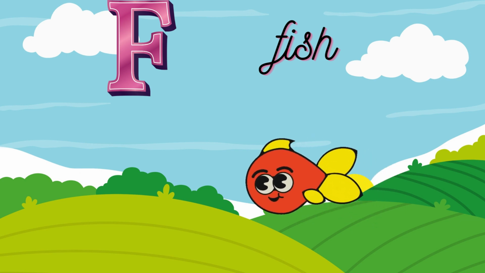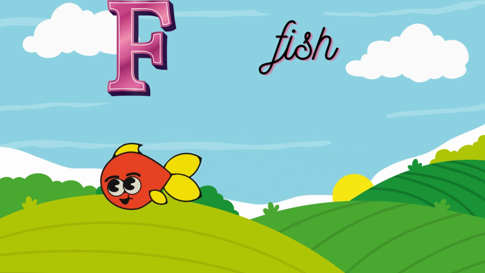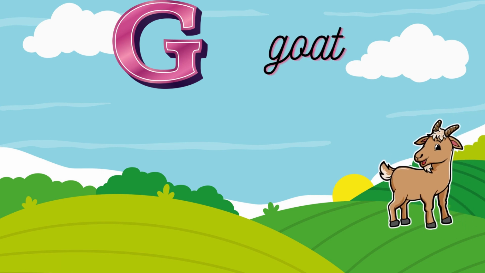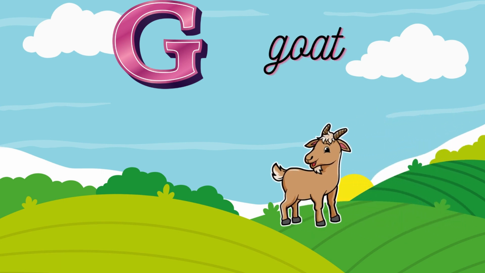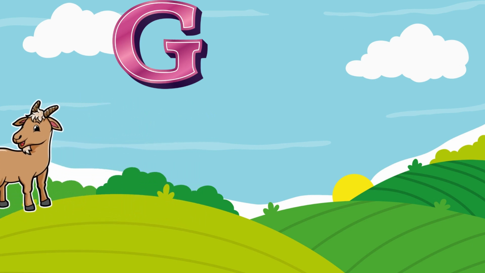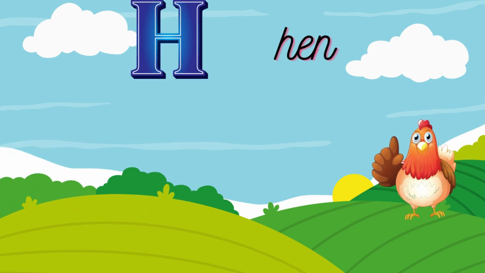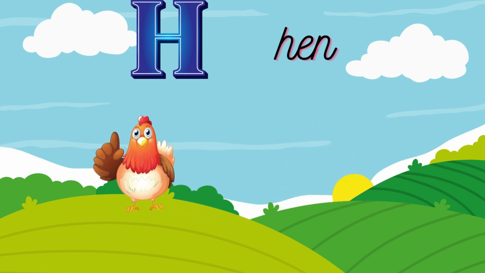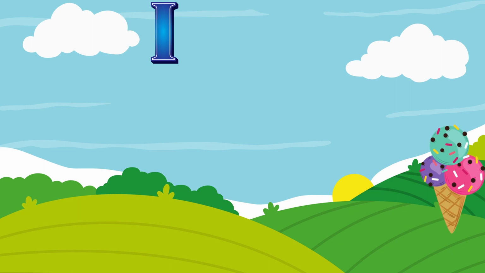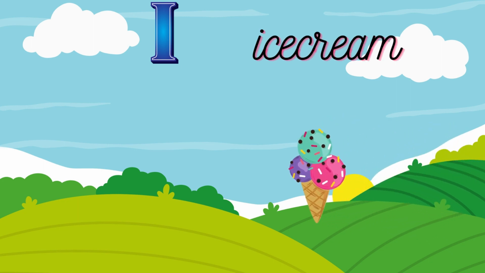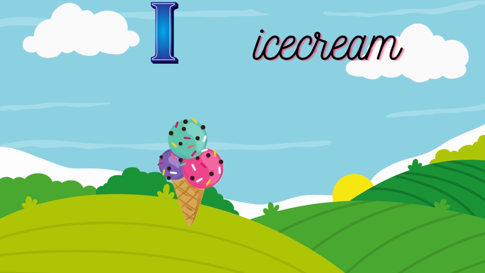F is for fish. G is for goat. H is for hen. I is for ice cream.